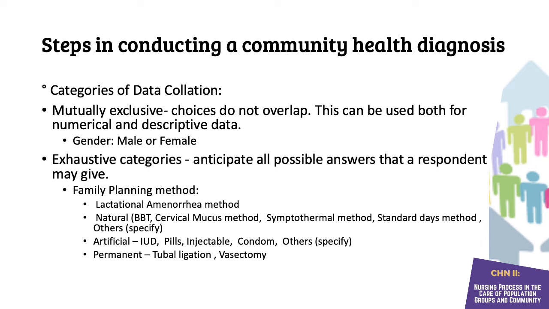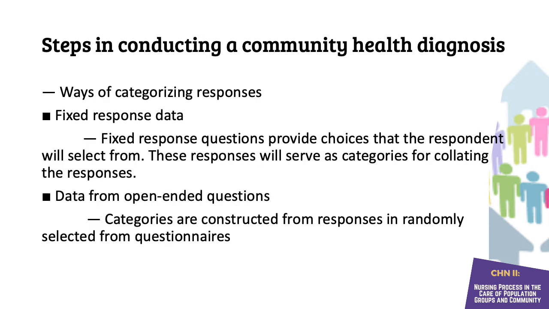For example, in the case of family planning method, we have the natural and the artificial. Under your natural family planning method, we have your LAM, we have your BBT, we have cervical mucus method, symptothermal, standard days, and others. We also have for the artificial, we have the use of IUD, pills, injectables, condoms, and others. We have your permanent family planning method that is permanent. We have tubal ligation and the vasectomy.